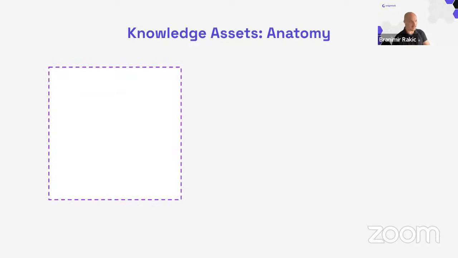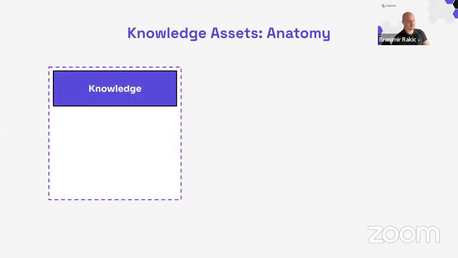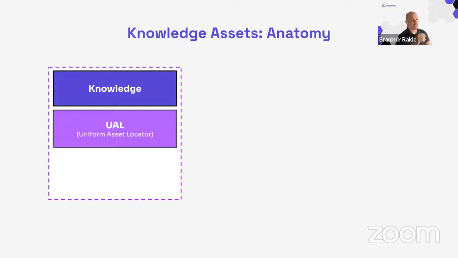So with that, in a little bit more detail, knowledge assets are comprised of four things. Basically of the knowledge, which is this graph of information structured according to certain standards, actually called semantic web standards. The second part is the uniform asset locator, which is essentially the URL of Web3. It is a trusted, decentralized identifier that you can use to actually discover and ingest a knowledge asset. And basically, it's comprised of a blockchain identifier and a graph identifier.